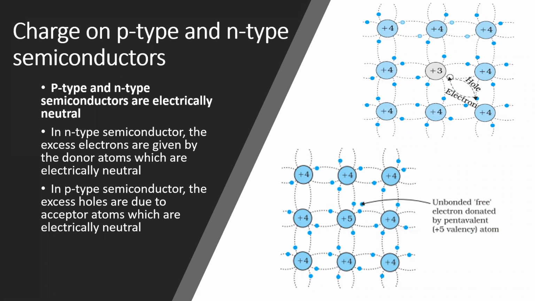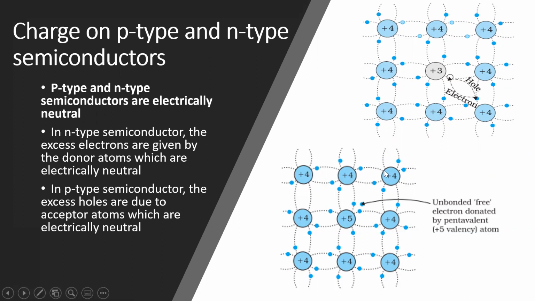In fact, the p-type and n-type semiconductors are not charged. They are electrically neutral. Why? How do we get a n-type semiconductor? We get a n-type semiconductor when we add a pentavalent impurity to a crystal lattice.